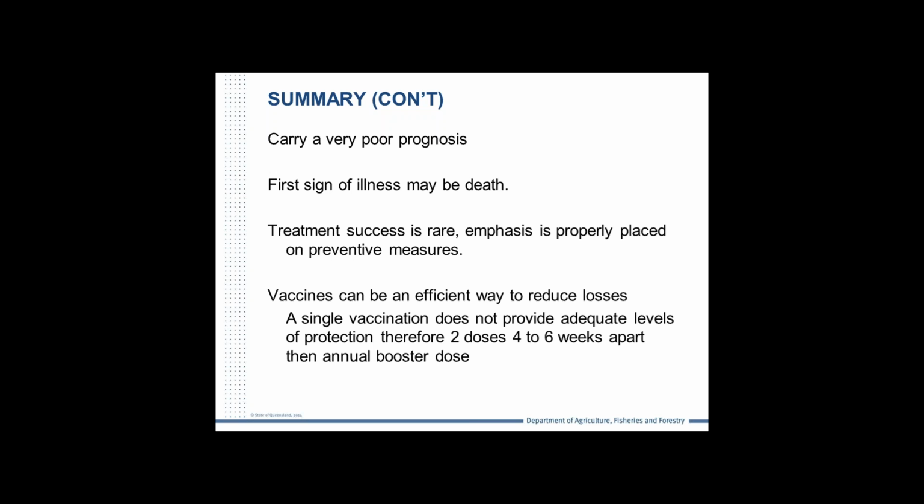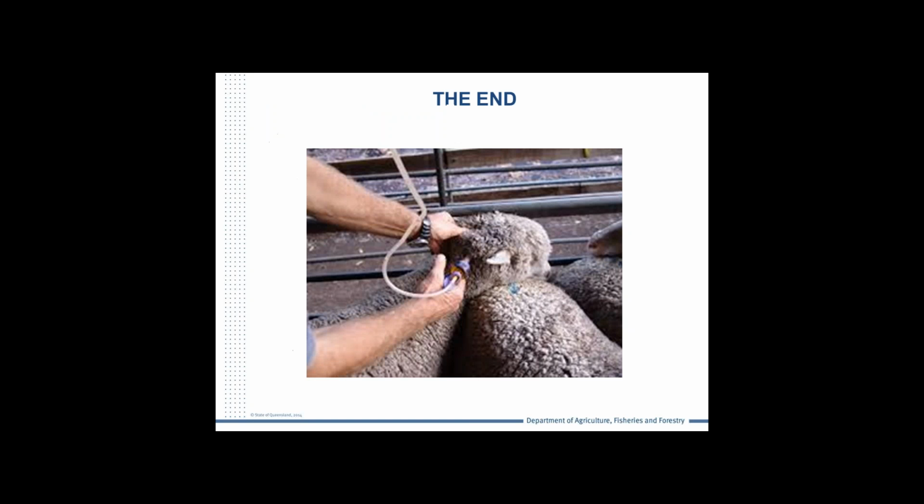As we've said a few times, a single vaccination doesn't provide adequate levels of protection, so you do need your 2 doses 4 to 6 weeks apart, and then an annual booster for coverage. And that's it.